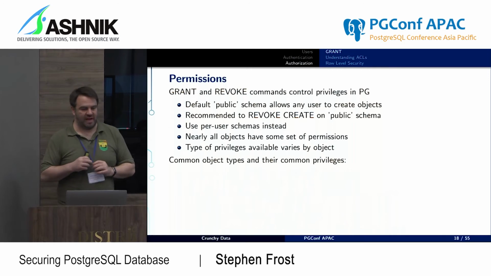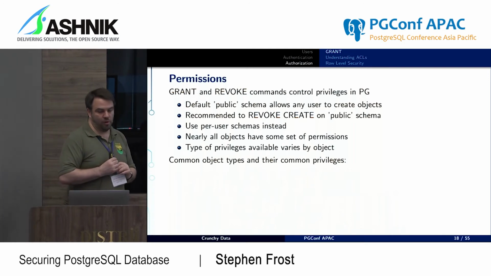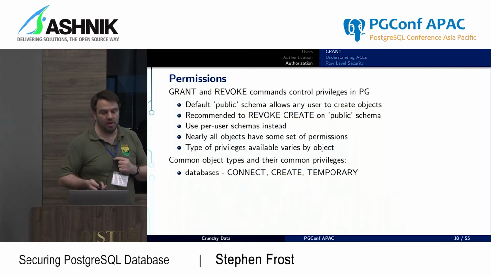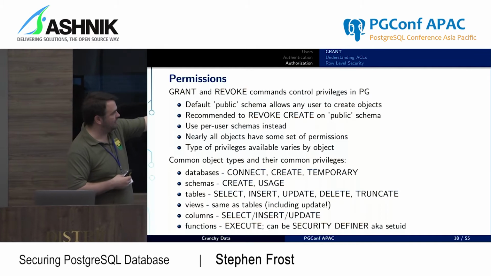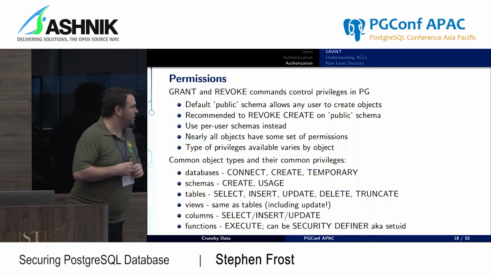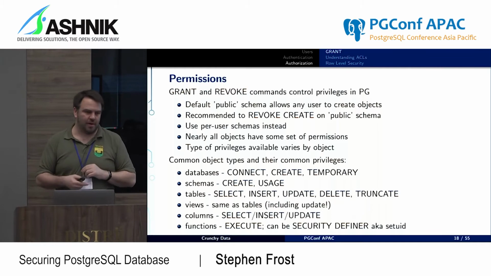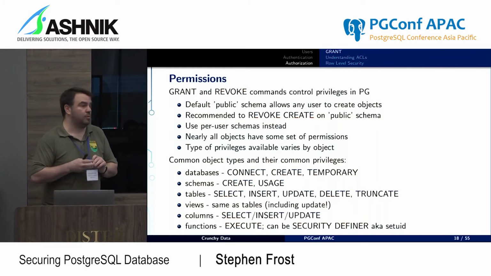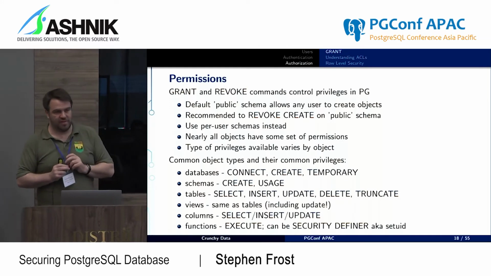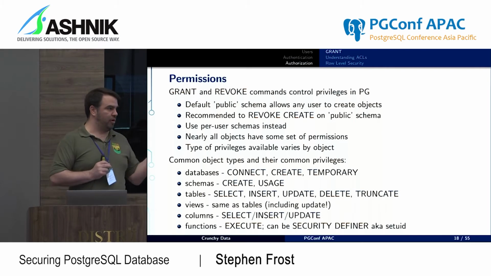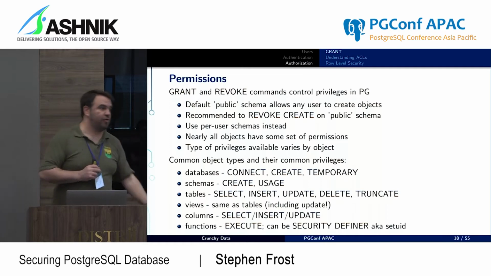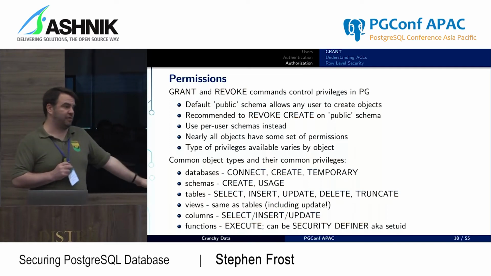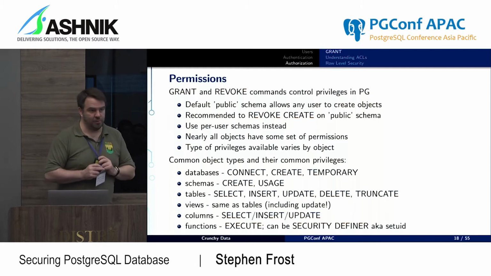Almost everything in Postgres has some set of permissions. What those are varies depending on the object. So here are some common ones. I'm not going to go over all of these, but databases have these, and schemas, and tables, and views. One thing that's interesting is views are automatically updatable. Simple views are automatically updatable inside of Postgres. So that means if you grant update permissions on a simple view, a user can issue an update against that view, and it'll actually update the table underneath, even if they don't have access to that table. That's how the view system works.